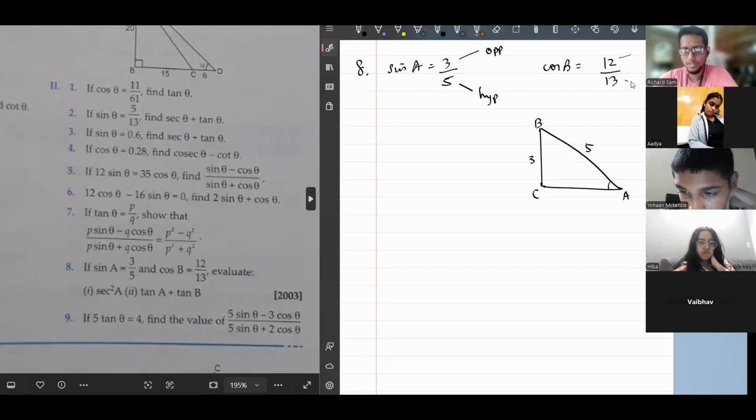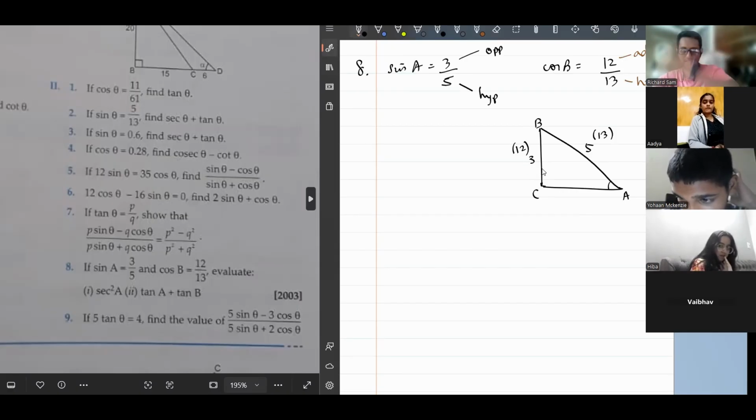Now, what is 12 and what is 13? Some of the children are saying adjacent upon hypotenuse. If B is your angle, adjacent to that is 12. That means this is 12. BC is adjacent, and hypotenuse is 13 over here. It's confusing because there are already numbers given here, and now we're adding more numbers. So I think what we do here is we will make two different triangles.